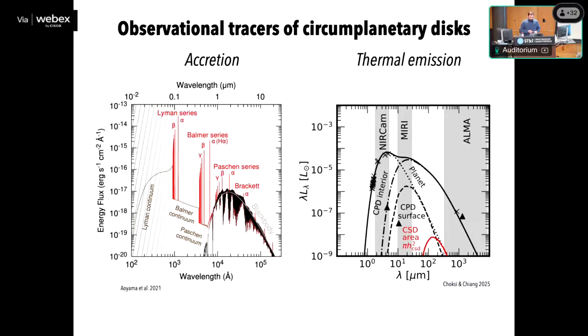At longer wavelengths, we expect most of these disks to be relatively cold because they orbit a relatively low luminosity host. And they should be brightest at mid-infrared wavelengths, which of course is perfect for a facility like JWST.